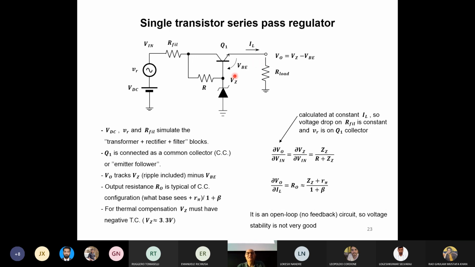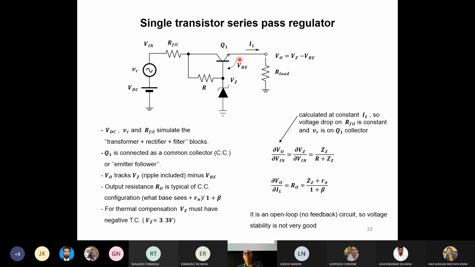collector configuration. So in this case, if the transistor is working as a common collector configuration, I can say that the VB, again, is 0.7 volts, and so the output voltage is simply VZ minus VB, so VZ minus 0.7 volts. And the transistor will do everything it is able to do to keep its VB voltage close to 0.7 volts.